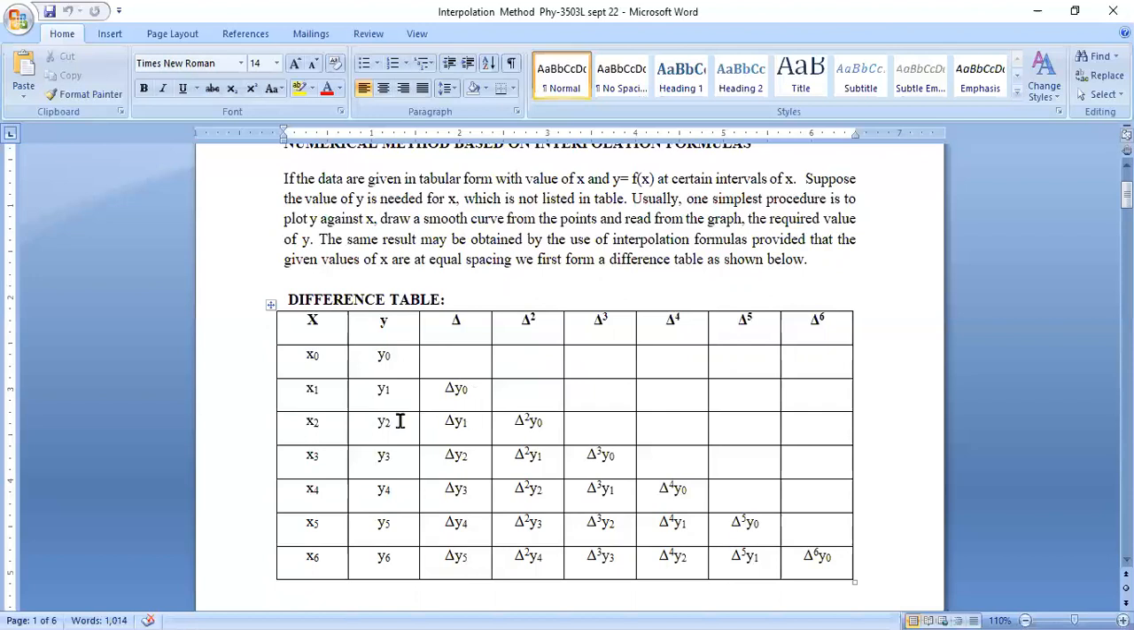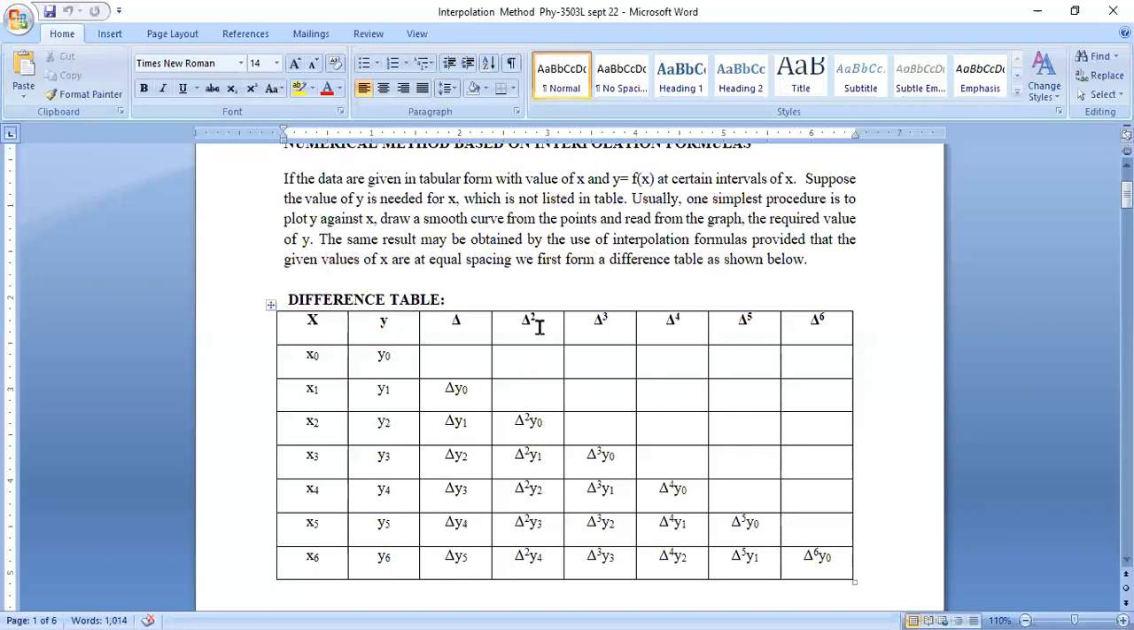If y1 minus y0 is negative, you have to write down that minus sign. So you have to take care about the sign. Delta y1 is y2 minus y1. Delta y2 is y3 minus y2. Delta y3 is y4 minus y3. Delta y4 is y5 minus y4. And similarly, delta y5 is y6 minus y5. So this is the first order difference.